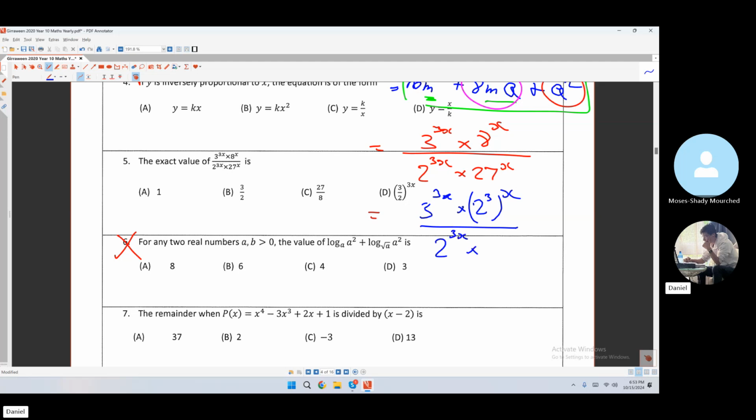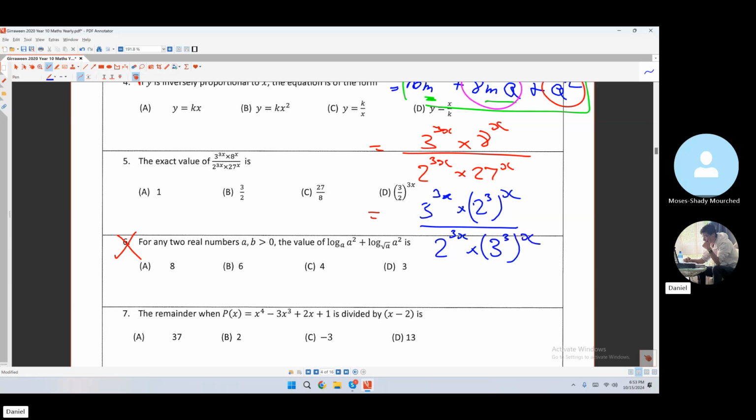Now let's do the same thing with the 27. 2 can't go into 27 because that's an even number and this is an odd number, but 3 can go into there. So I'm going to ask you the same question again: how many times do you have to multiply 3 in order to get to 27? What's 3 times 3? 9. And then what happens if you times 3 again? It's 27. So it'll be 3 cubed, in brackets, to the power of x.